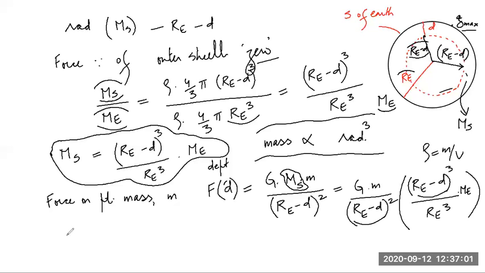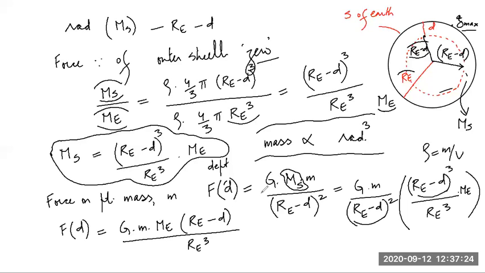So I could always write that the force the point mass is experiencing at depth d is equal to G into Me into (Re minus d). If I make a mistake, please do tell me. Divided by Re cube. Is it right? So this is fine. I'll go to next page.